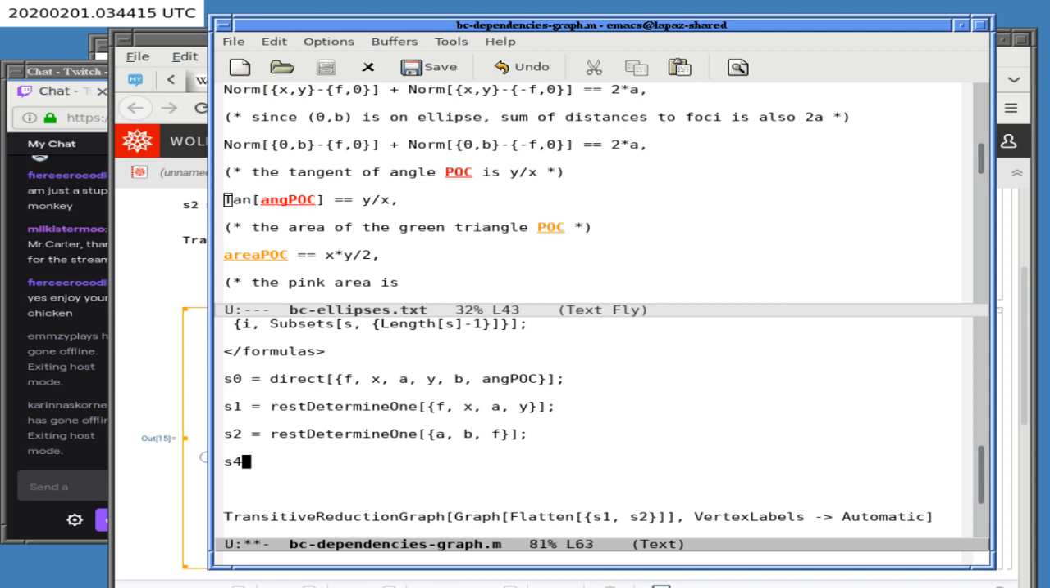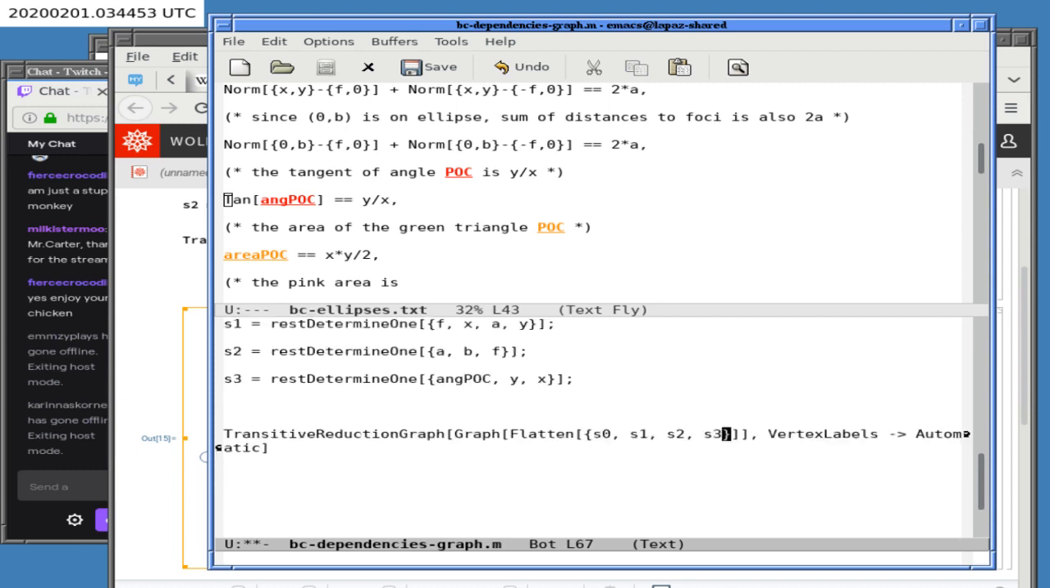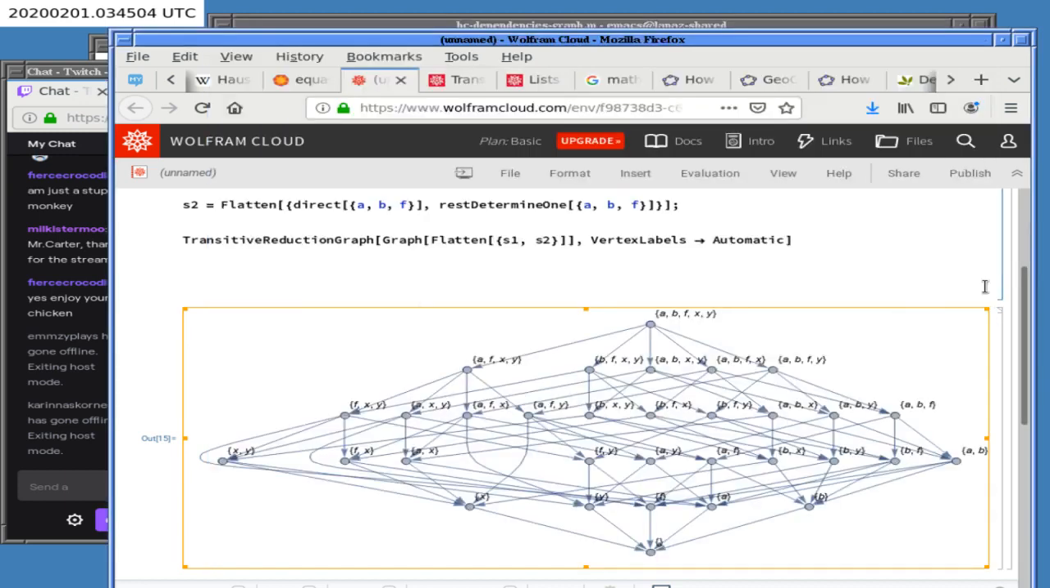Okay. Alrighty, and this one basically just says that any two of these will determine the others. That's fairly obvious. I'm not even going to bother to solve that, because it's fairly obvious that y is equal to x times that, x is equal to y over that, or y times the cotangent, and of course, angPoc is just the arctangent of that. At some point I might turn this whole thing into a big list, so I don't have to keep adding this over here. But let's take a look now to see what it looks like.